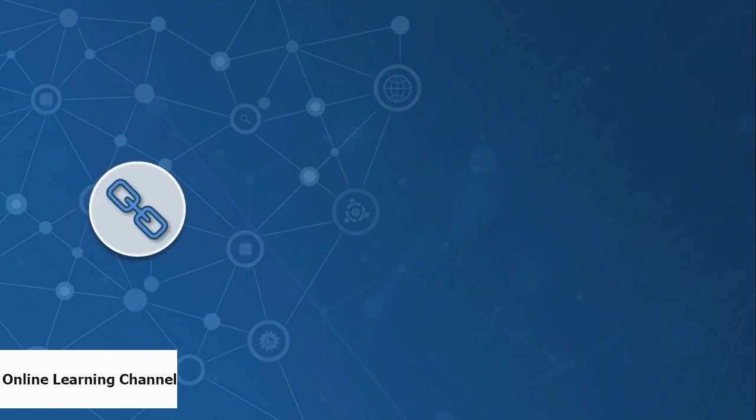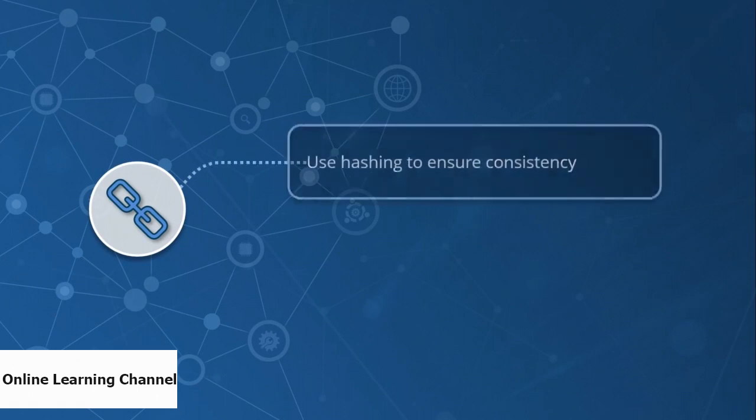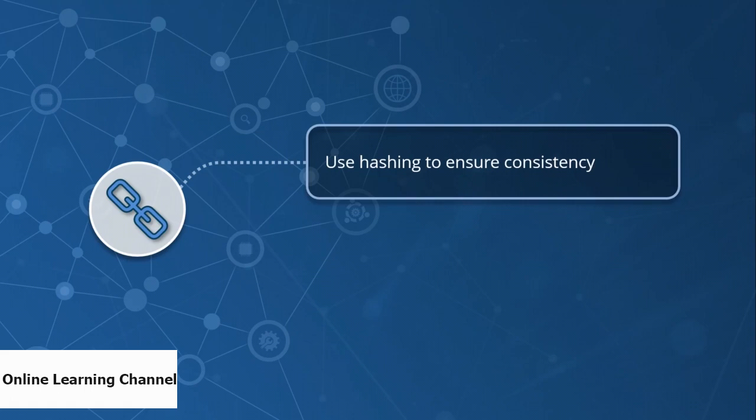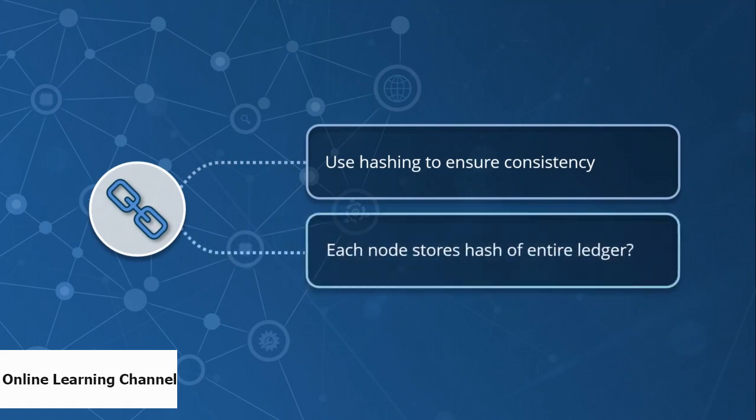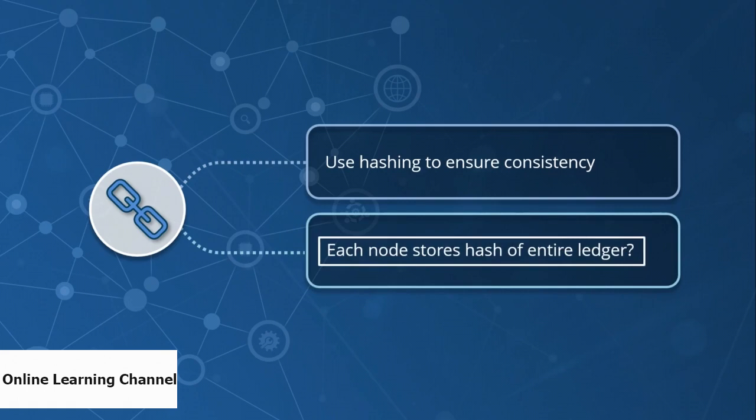But how exactly can we make sure of these? Well, one simple solution is to make use of hashing. This is a much better option than individually comparing all of the records and their ordering. So how exactly will this work? Well, one way to do this is for each of the nodes to not only store the entire contents of the ledger, but to also calculate the hash of the full ledger. We can now take a look at exactly how this would be implemented.